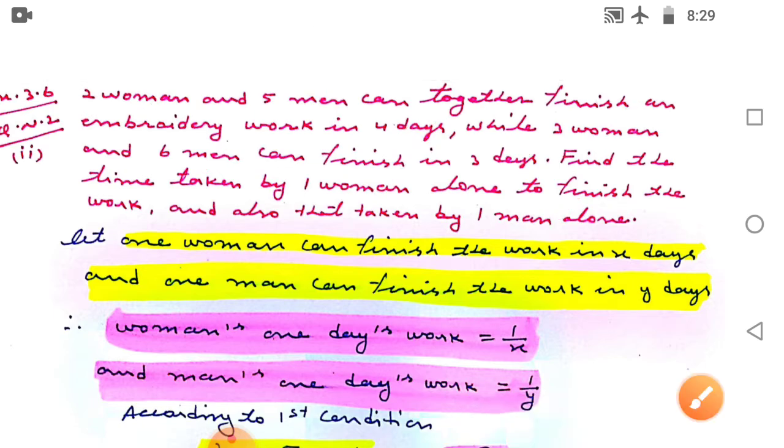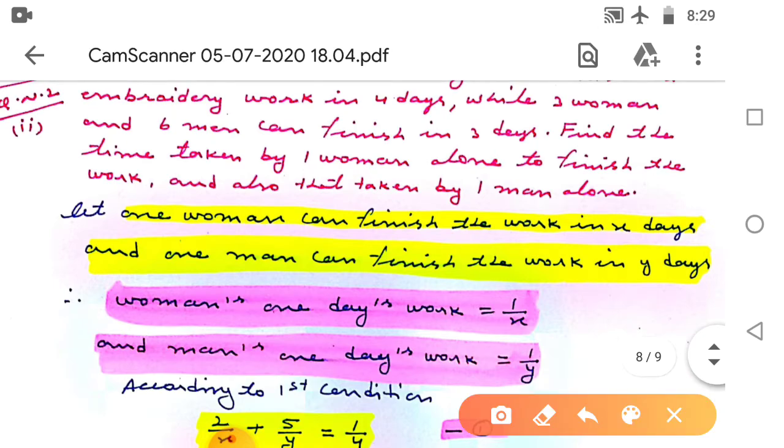So look here, let one woman finish the work in x days, and the number of days taken by one man to finish that work is y days. One woman finishes that whole work in x days, and one man finishes that whole work in y days. Is it clear? Now, a woman's 1 day work is 1 upon x part of the work, and a man's 1 day work is 1 upon y part of the work.